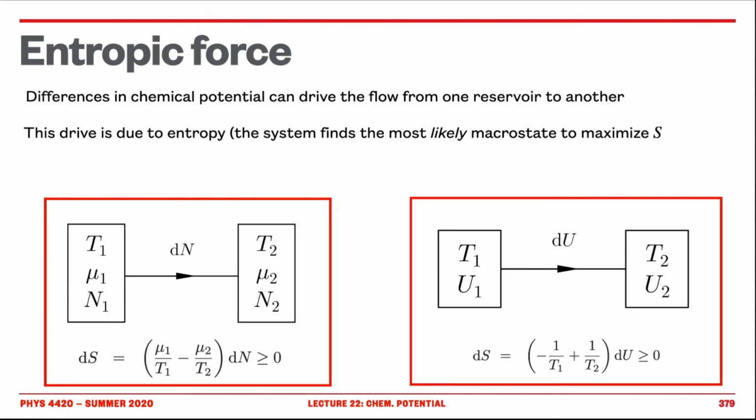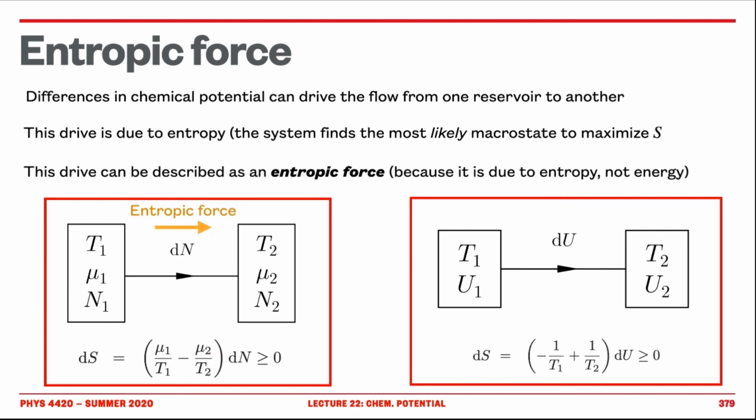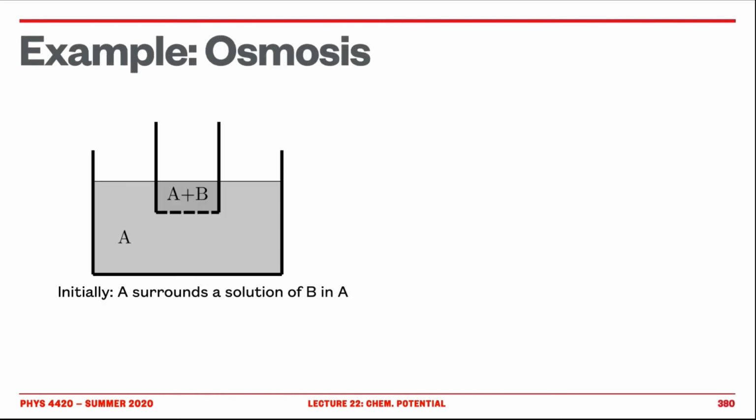As I just said, to maximize the entropy, I just explained this without the words, but these are the words on the slide. An example is osmosis. So osmosis goes like this. Imagine that you have a large container with a pure solution A. Then you take a small container which has a solution of A and B, and the B molecules are in much smaller amount than A, for example.